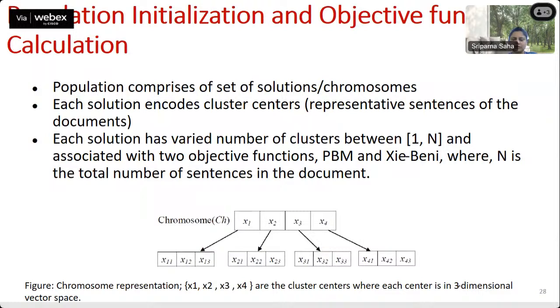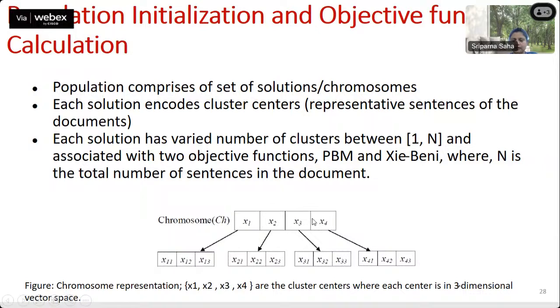So this is the chromosome. Our chromosome consists of some sentence cluster centers. Because we are clustering the sentences, the cluster centers are also sentences. You know that each cluster center is represented by a set of words. So the chromosome consists of some cluster sentences, and each sentence is basically an embedding.